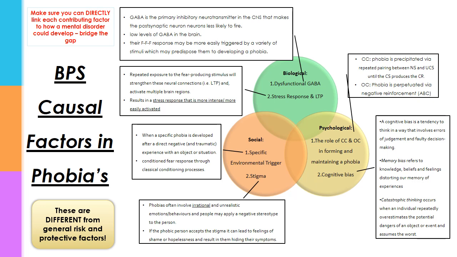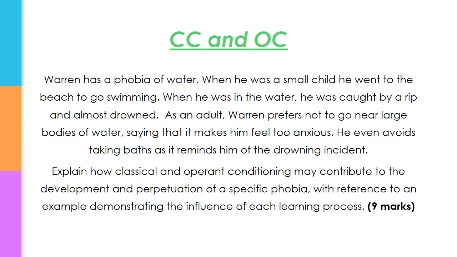For social, we have specific environmental trigger and stigma. Seen a little bit of stigma, but not very much of the specific environmental trigger. So that might be something that you want to look over. So in terms of common questions, we see a lot to do with classical conditioning and operant conditioning. So let's have a look at this one here.